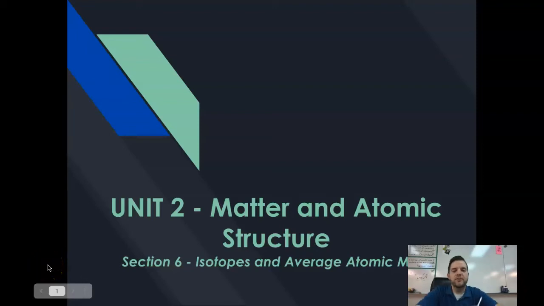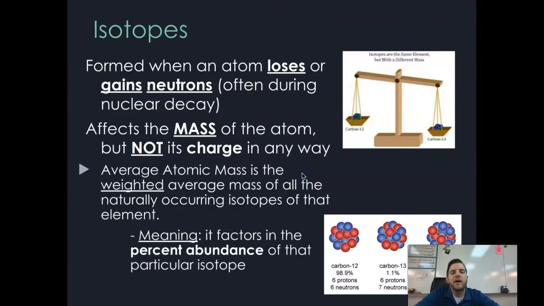Hey everyone, we're in section 6 looking at isotopes and average atomic mass. So let's get started. Isotopes are, again, this is review. This was in our previous notes. It is, of course, on the top of your guided note sheet. So just go ahead, fill it in quick, or you wrote it already. You don't have to, just listen, okay?